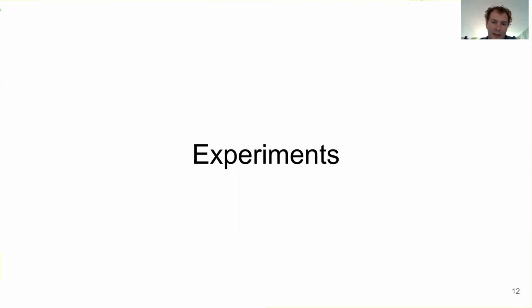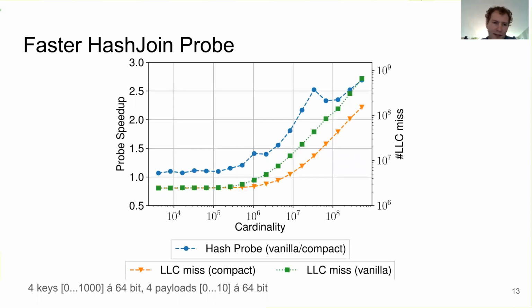We basically implemented those techniques into Vectorwise and ran some benchmarks. First thing you see is, with our compression, a faster hash probe, especially for larger tables. So in this example, we see up to 2.7x faster hash probes for very large tables. For very small tables, you don't see much of that benefit, mainly because you don't have a lot of cache misses to begin with.